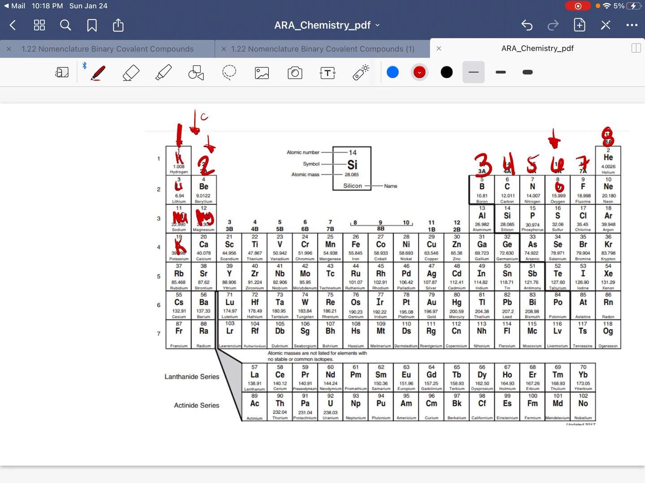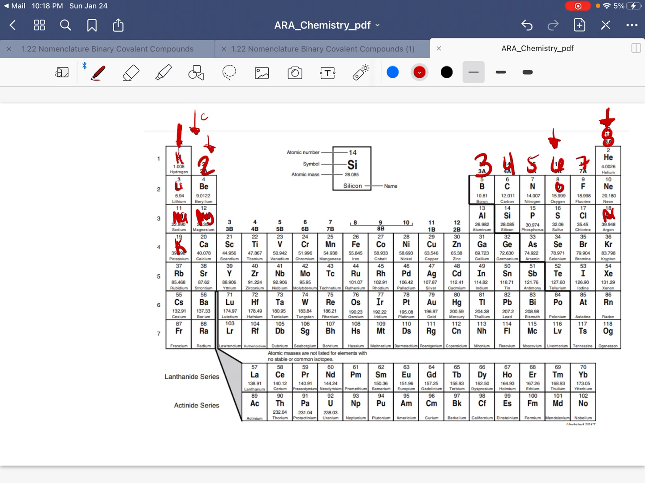Let's look at argon. Argon is right here. What group is argon part of? Yes, argon is part of group 8. So again, you have a total of 8 groups and they go down the column. This group is very important.